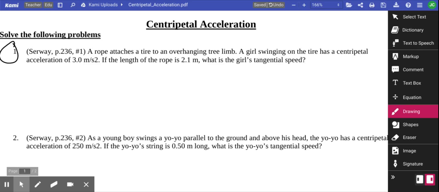Hi, we're going to start off here by doing some centripetal acceleration problems. These centripetal acceleration problems come from the Crim Physics website underneath the centripetal force and gravitational chapter.